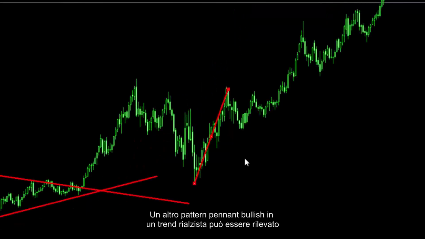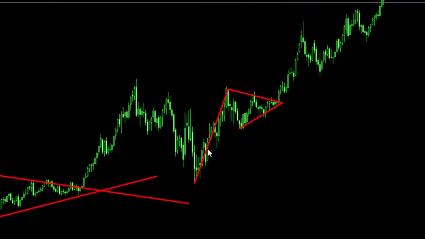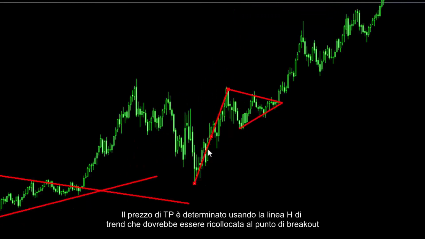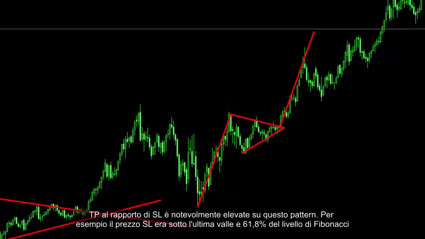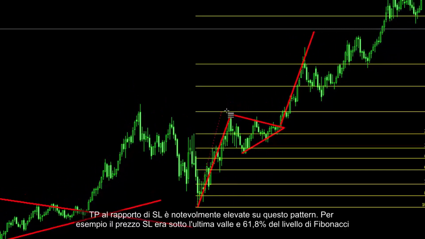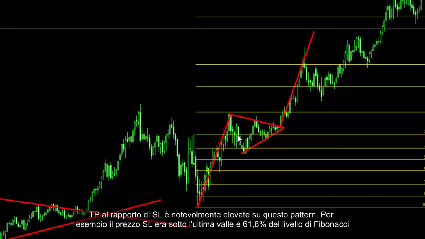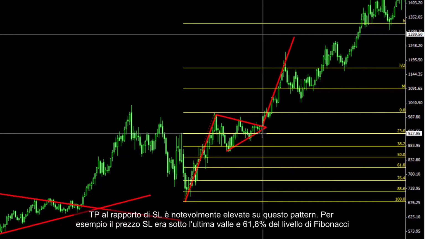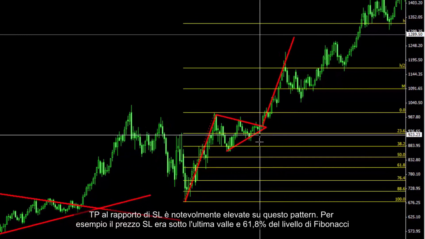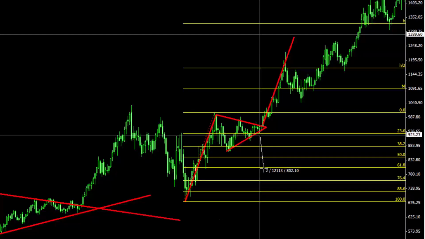Another bullish pennant pattern on an uptrend can be detected. TP price is determined by using the H trend line, which should be relocated to the breakout point. TP to SL ratio is considerably high on this pattern. For instance, SL price was below the last valley and 61.8% of Fibonacci level.